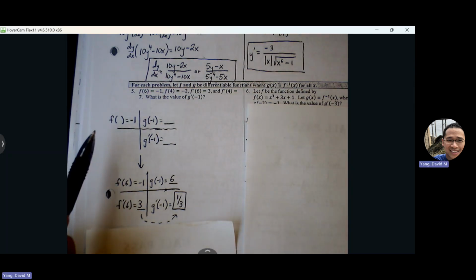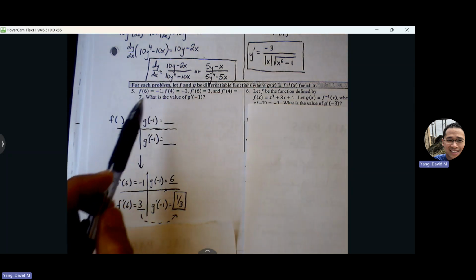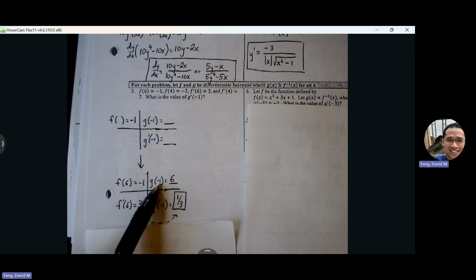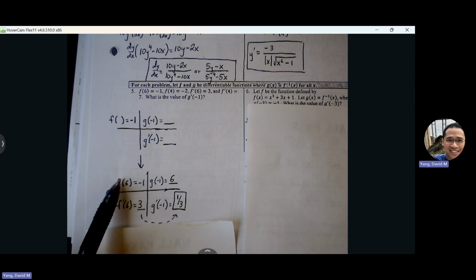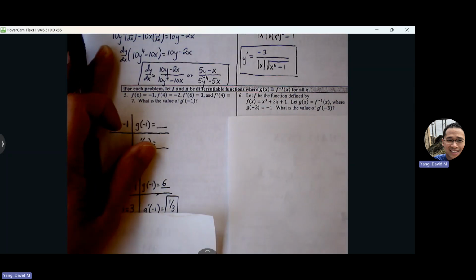For number 5, we know that the ordered pair on the F side that has a y value -1 must be involving 6, -1. So once you can figure out the ordered pair 6, -1, you know the G side must be -1, 6. And because 6 is the x value on the F side, if you can find F prime of 6, that's going to lead you to G prime of -1 because these are corresponding points. So a slope of 3 will lead me to a slope of 1/3. Any questions with 5? All right, number 6, same process.